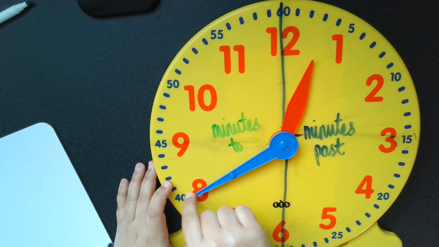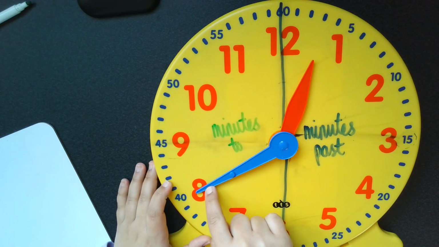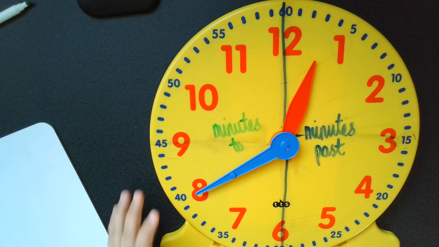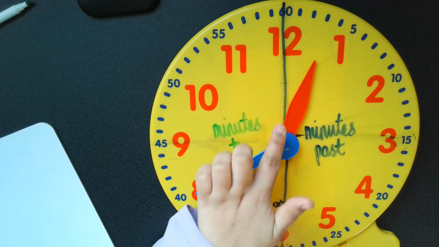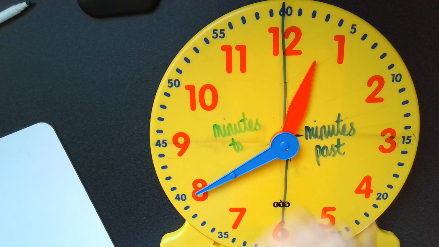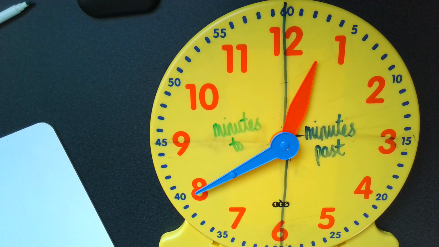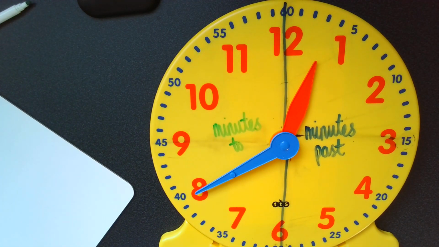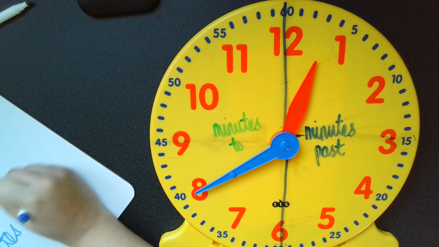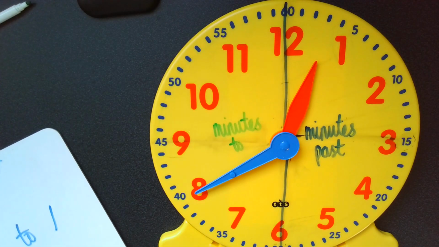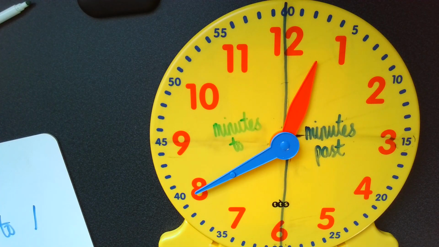Now we need to count back the minutes to 12. 0, 5, 10, 15, 20. Okay, now look at our hour hand. What is the next hour that our hour hand will go to? Well, it's already gone past 12. The next hour is 1. The time is 20 minutes to 1. And we're essentially saying there are 20 minutes left until 1 o'clock.